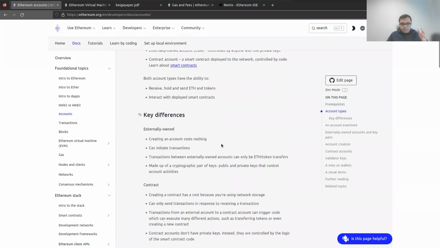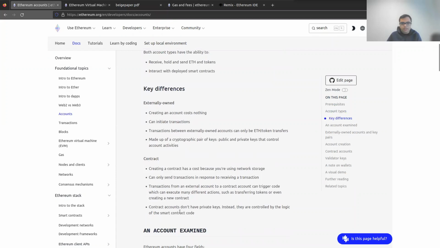So you can, again, read this documentation here. They'll tell you all the differences here. So for example, another difference is that if you want to create an externally owned account, you're basically going to just create a public key, private key pair on your own, so it doesn't cost anything. But if you want to create a contract account, you have to actually put the code of the contract on the blockchain. And we've seen that to do anything like that, you will need to pay transaction fees. And we will actually talk a lot about transaction fees today. So creating a contract account actually costs something.